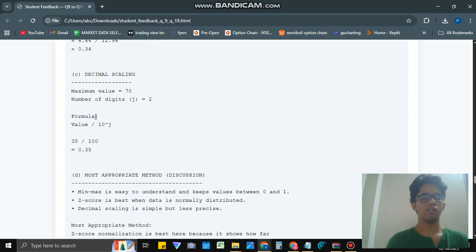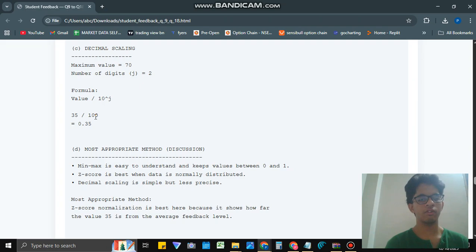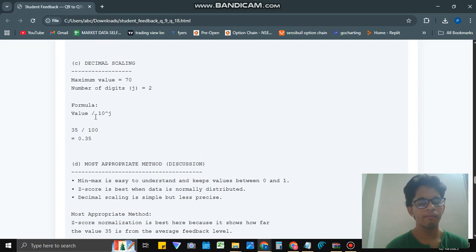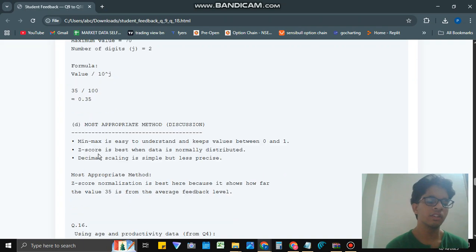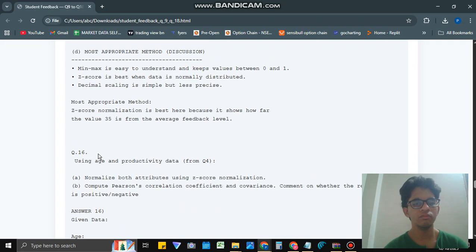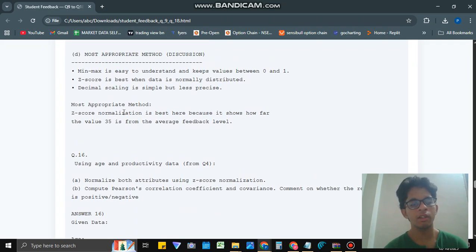Then we have decimal scaling, which we already used over here. That is, for taking say 35, for 2 decimal places it would be 0.35. The most appropriate method would be z-score normalization, because it shows how far 35 is from the average feedback level.